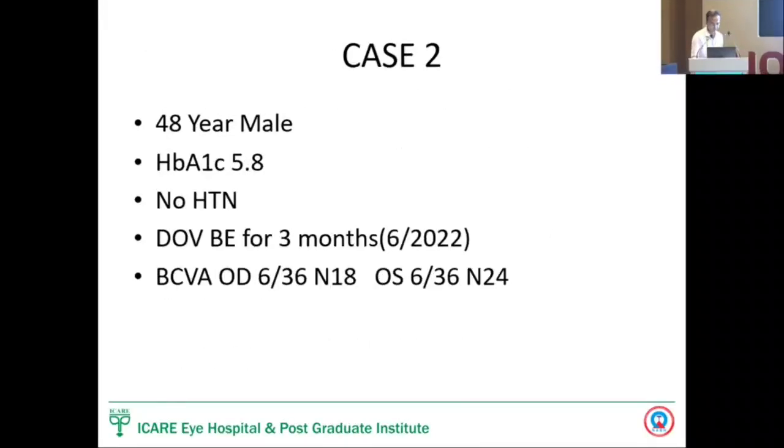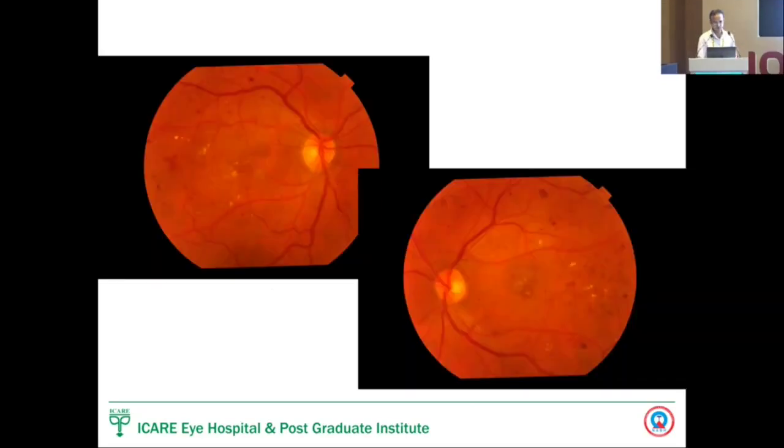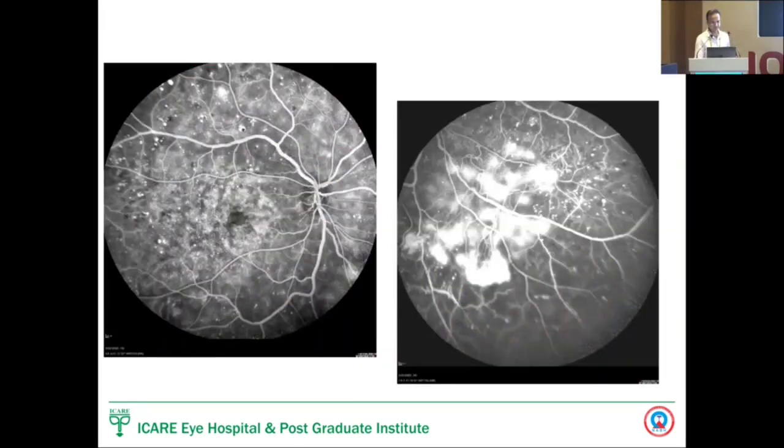So case 2, it's a 48-year-old male. HbA1c is quite well controlled. There is no other systemic illness. Patient presented with diminution of vision in both eyes, and best corrected visual acuity was right eye 6/36 and N18, and left eye 6/36 and N24. So this was the clinical picture. And on FFA, there was PDR, there was NV, multiple NVs with CNP areas in both eyes.